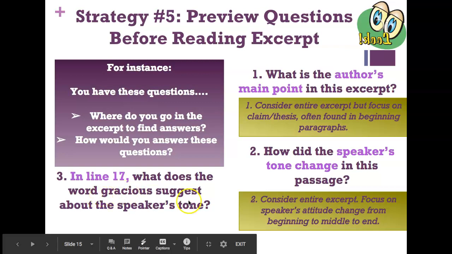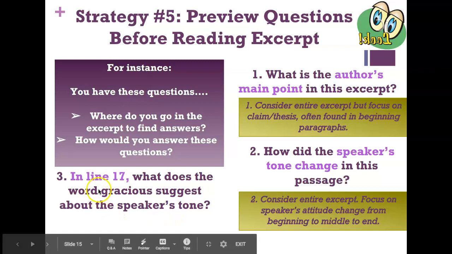They're asking you to go one step further, and they're asking you to explain or identify how gracious correlates to the speaker's tone. And again, one step further, because the speaker's tone, we know, is attitude, the speaker's attitude. And I just want to clarify the speaker is whoever is speaking. Maybe it's a character. Maybe it's the author.